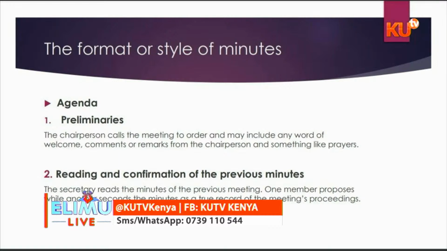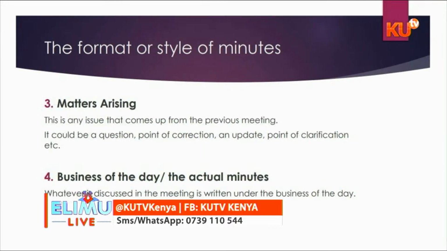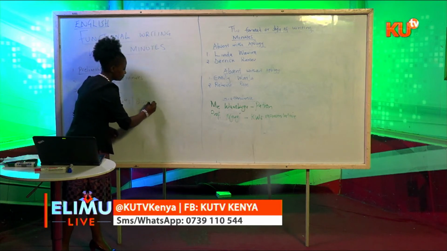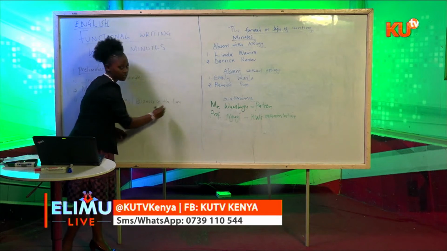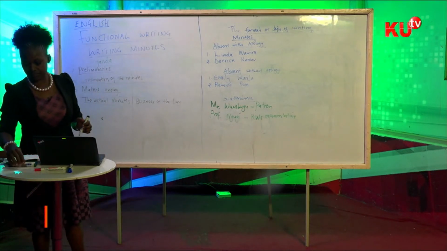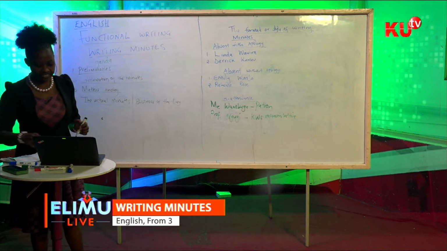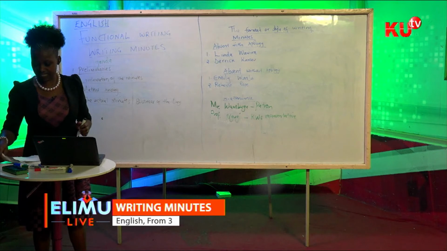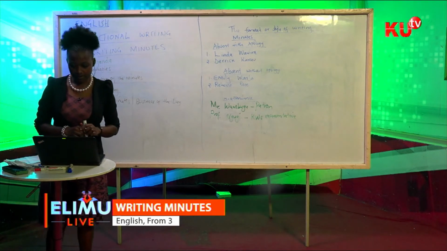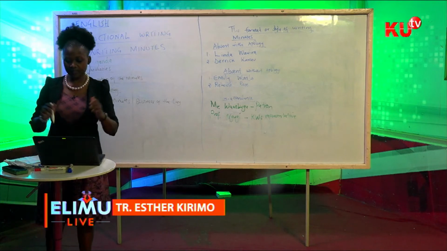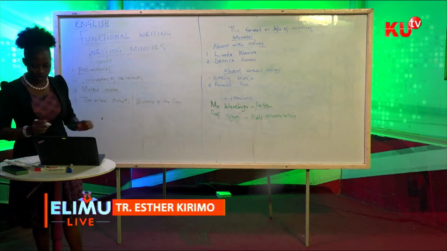Then the next one, we have the actual minutes. The actual minutes. Or some books will tell you business of the day. So in this meeting, whatever is discussed, or whatever made the meeting to be convened, is what is discussed here. So you have different items here, because the reason the meeting is convened at any given time, we have items that need to be discussed. So this is where you write all that.